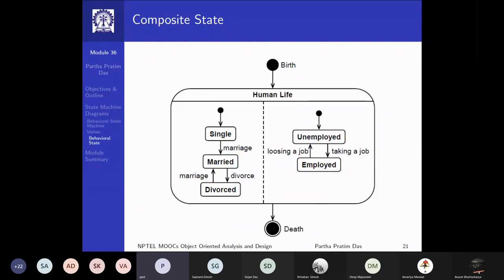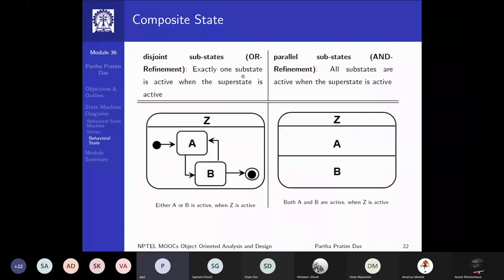The other aspect of being in the human life is that someone could be unemployed, or could take up a job and be employed, and unfortunately might lose the job and become unemployed again. So these two do not interact between them, but these are two different aspects of what keeps on happening while you are in this behavioral state of human life, right? So this could be disjoint, that either this happens or this happens, or it could be concurrent, like in the situation here. I mean, you have a marital status as well as an employment status at the same time, right? So that is the basic idea of composite states.